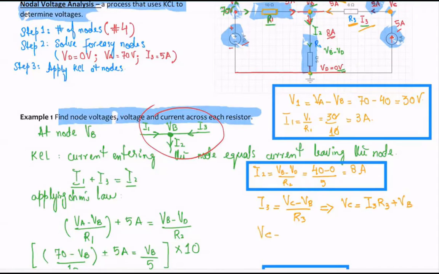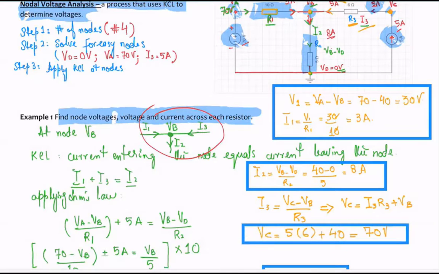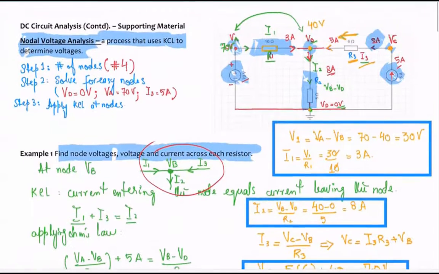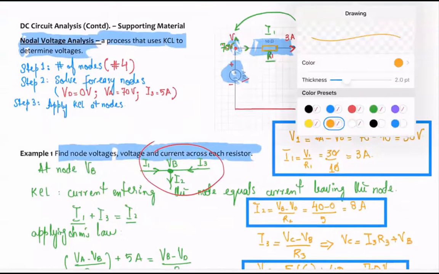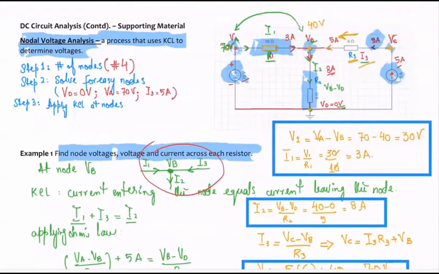Now let's put the values in here. I3 we know is 5 amps. R3 is how much? 6 ohms, plus VB. VB we determined was how much? 40, correct? So 5 times 6 is 30. 30 plus 40 is 70 volts. So your VC is going to be 70 volts right here. And then you can go in here and put that value. So you will get VC equals 70 volts, okay?